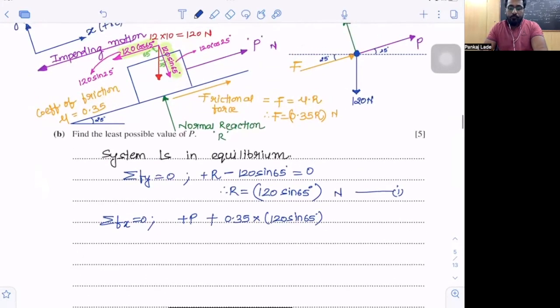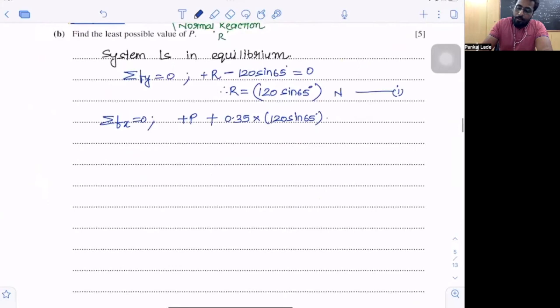And then what do you have? These are the two forces going in the upward direction, and then there is one more force which is now going in the downward direction and parallel to the plane. Along the plane, it is 120 cos of 65. So it's going to be minus 120 cos of 65 equal to 0. So I'm going to get the value of P, and definitely the value of P is going to come positive.